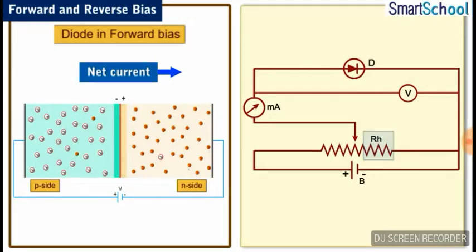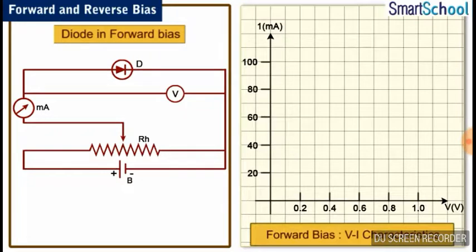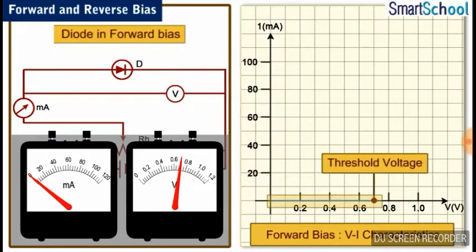The graph showing the variation of current versus potential difference for a forward biased diode is called its VI characteristic. The origin is the position of equilibrium when no external voltage is applied across a diode and no net current flows through it. The net current in a forward biased diode remains zero or negligible until the externally applied voltage reaches a certain threshold value.